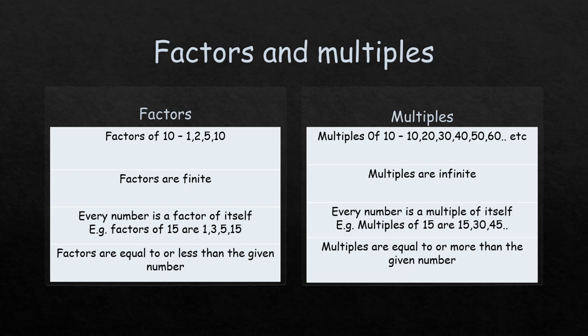And what about multiples? Every number is a multiple of itself. Yes, in the multiplication table of 15, the first number you will see is 15. So you will start with 15 and keep writing. And the next property: factors are equal to or less than the given number. In the factors of 15 you start with 1 and end with 15, and you cannot write a factor which is more than 15. Whereas for multiples, you start with that number, 15, and keep writing. You cannot write a multiple which is less than that number itself.